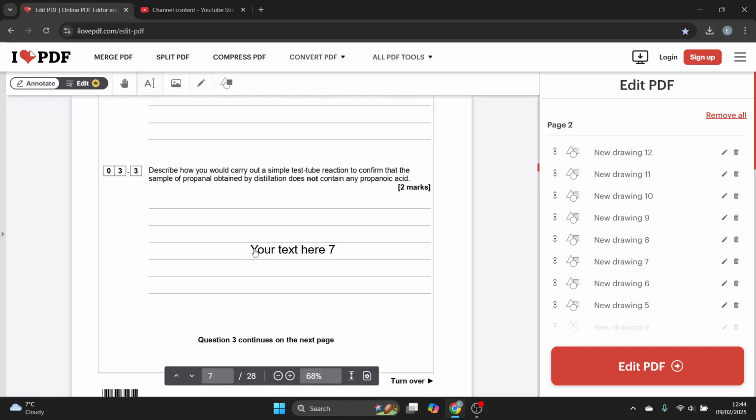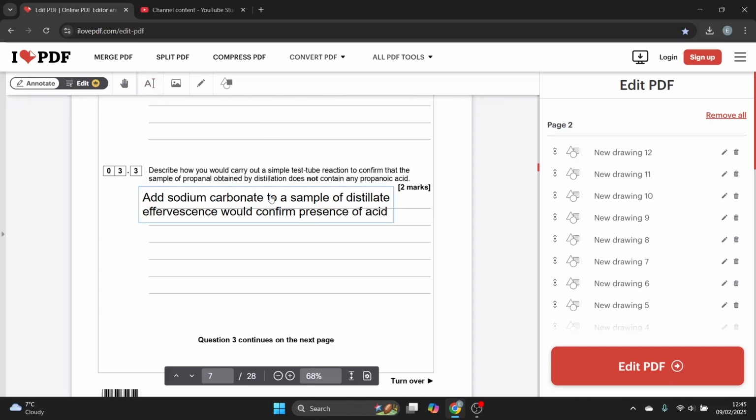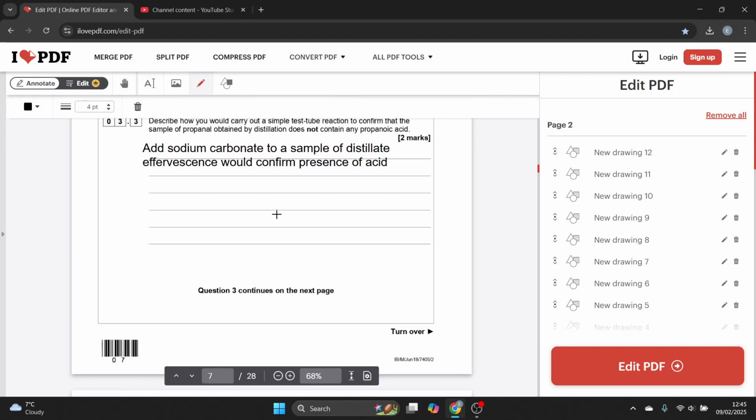Describe how you carry out a simple test tube reaction to confirm the sample of aldehyde does not contain any propanoic acid. Sodium carbonate. So add sodium carbonate to a sample of distillate. Effervescence would confirm presence of acid. Therefore, if it does not contain any propanoic acid, it would not have effervescence.